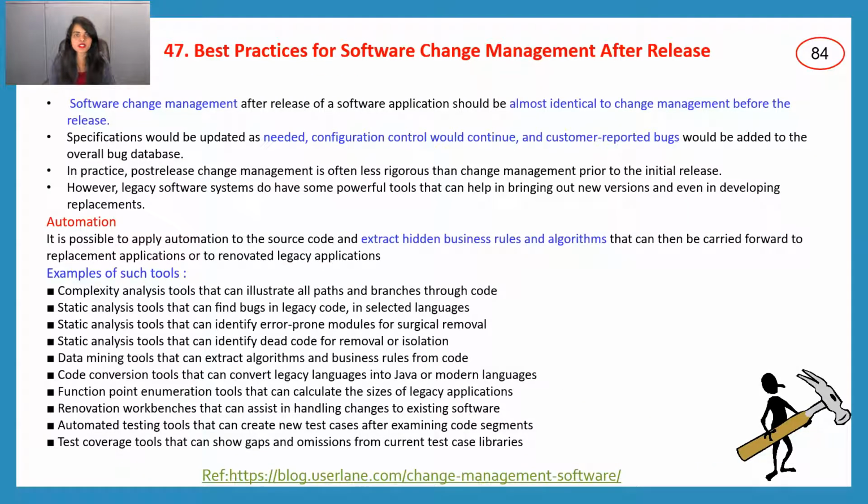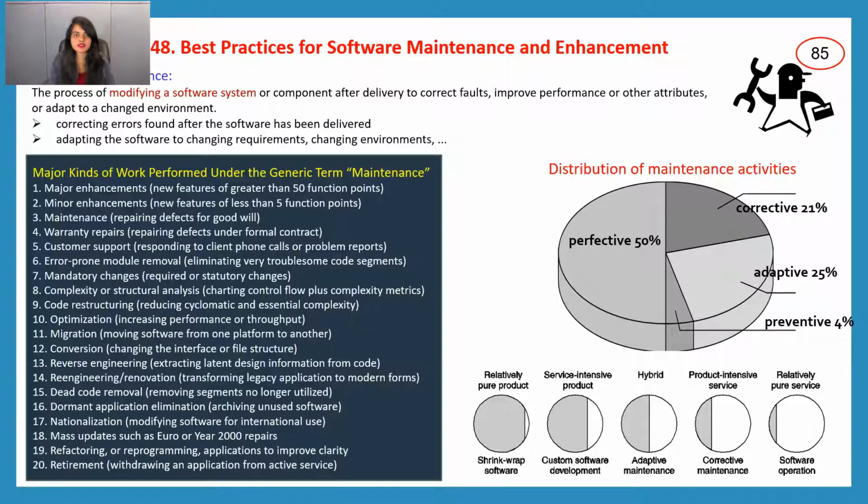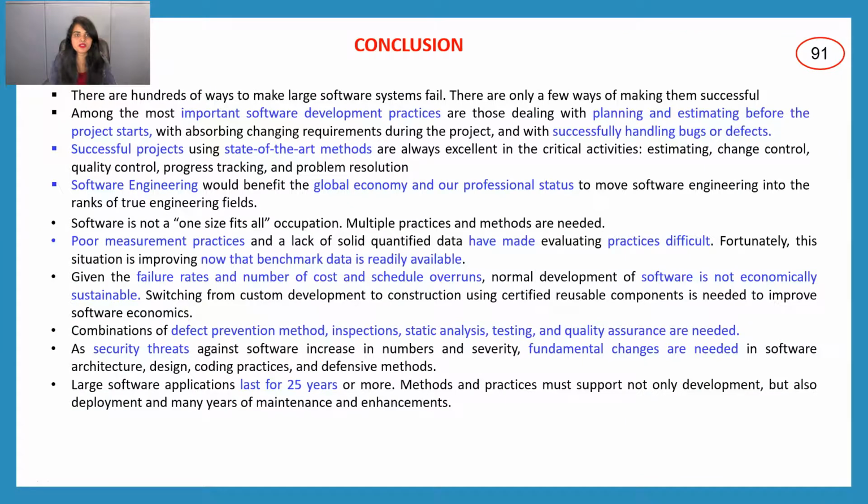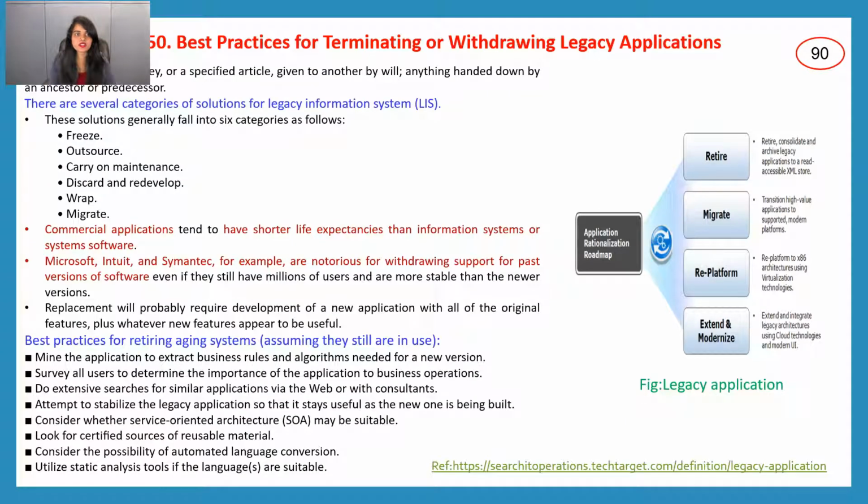And the best practice for software change management after release. This is somewhat of a disadvantage because we need to manage our changes before the release, and best practice for updates and release of software applications. And the last one is best practice for terminating or withdrawing legacy applications. We have different categories of solutions for legacy information, which are freeze, outsource, carry on maintenance, discard, wrap, and migrate. And the best practice for retiring aging systems or mining the application to extract business rules, surveying all users to determine. This has all been discussed in my previous video.